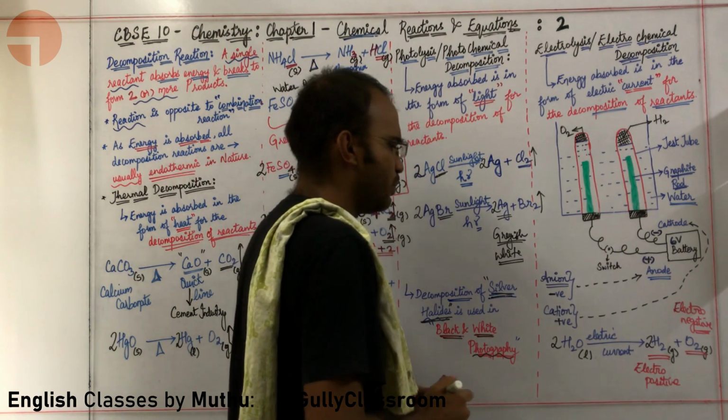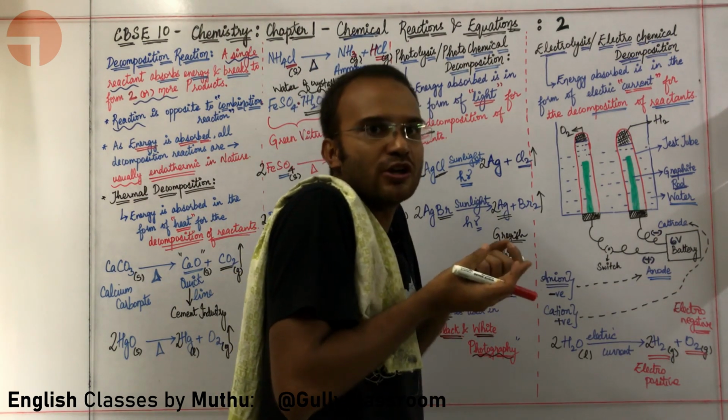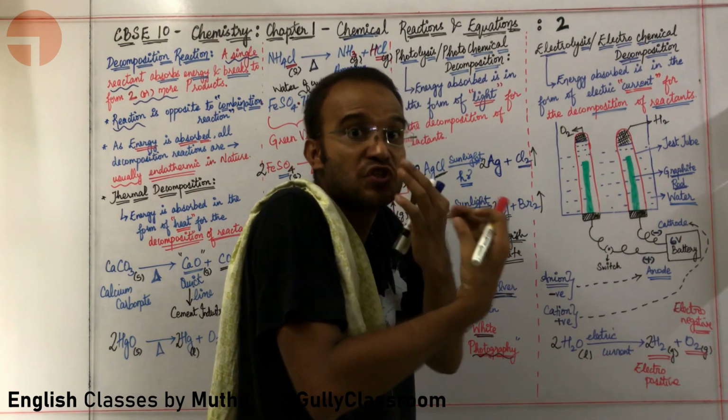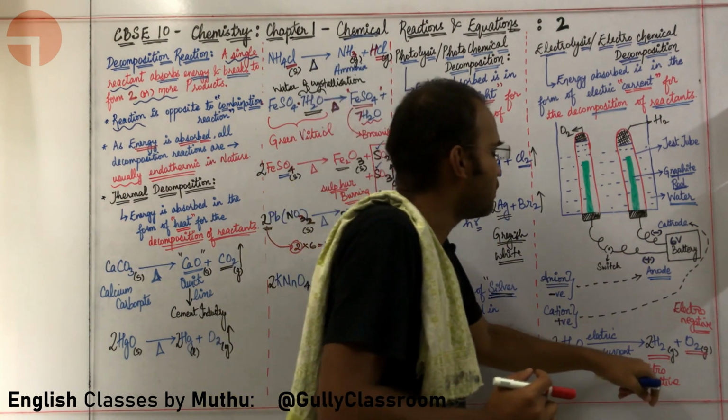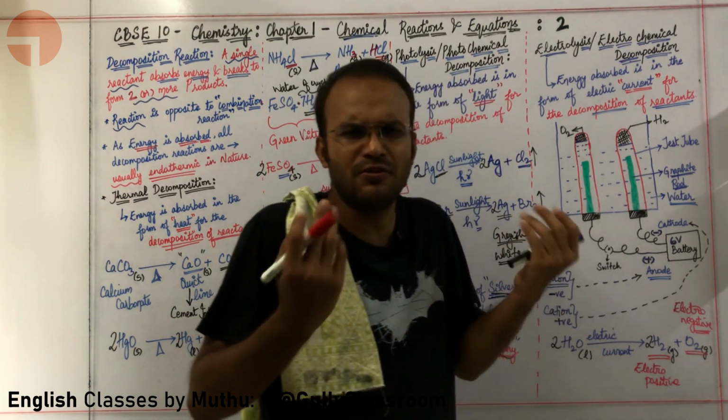What is electropositive? They lose electrons. The element loses its electrons in order to attain noble gas configuration. Electropositive elements form positive ions.